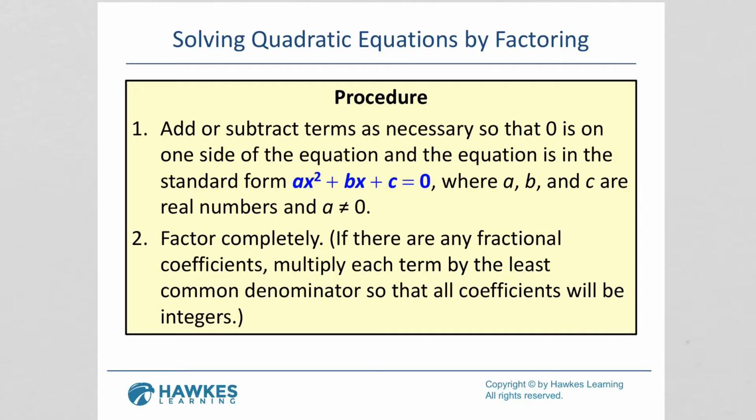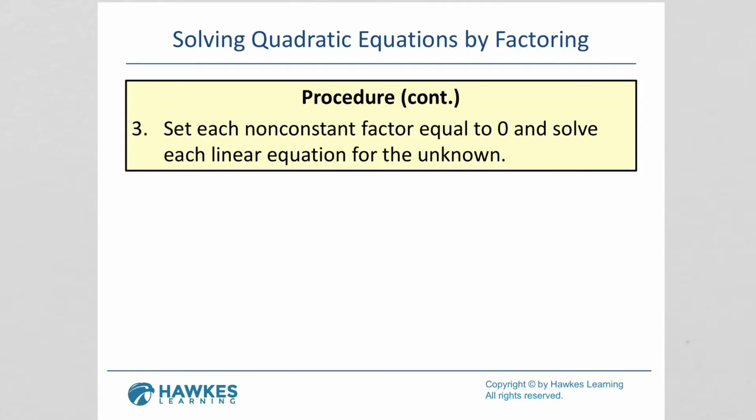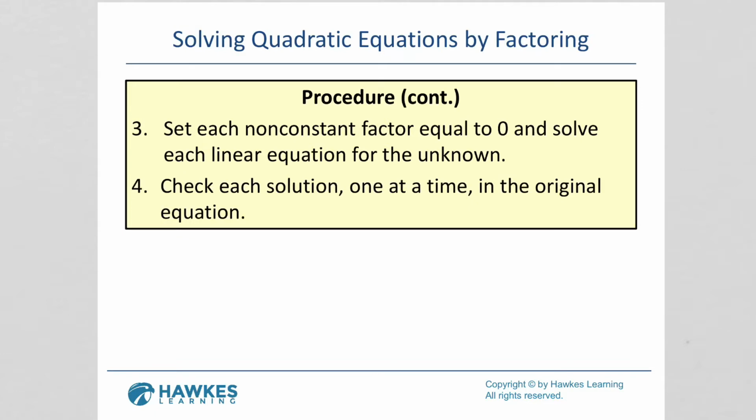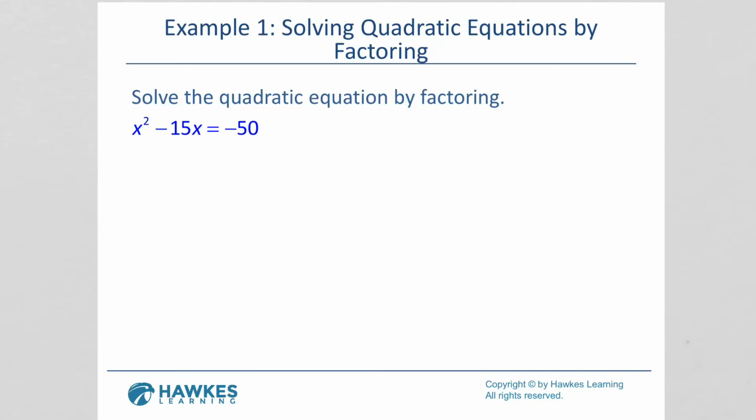Step 2, factor completely. If there are any fractional coefficients, multiply each term by the least common denominator so that all coefficients will be integers. Step 3, set each non-constant factor equal to 0 and solve each linear equation for the unknown. Step 4, check each solution one at a time in the original equation.